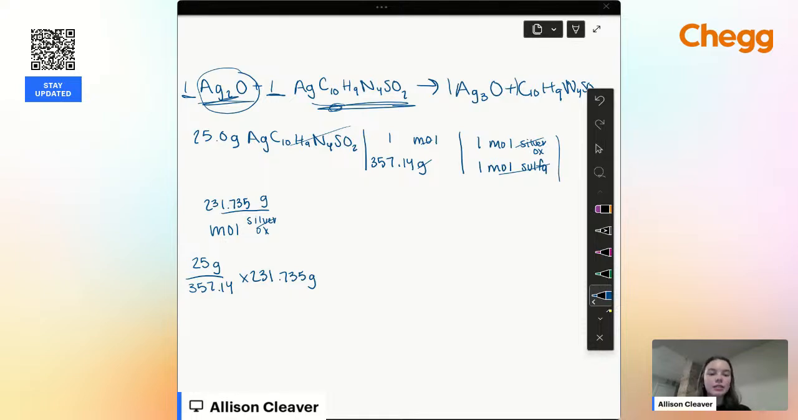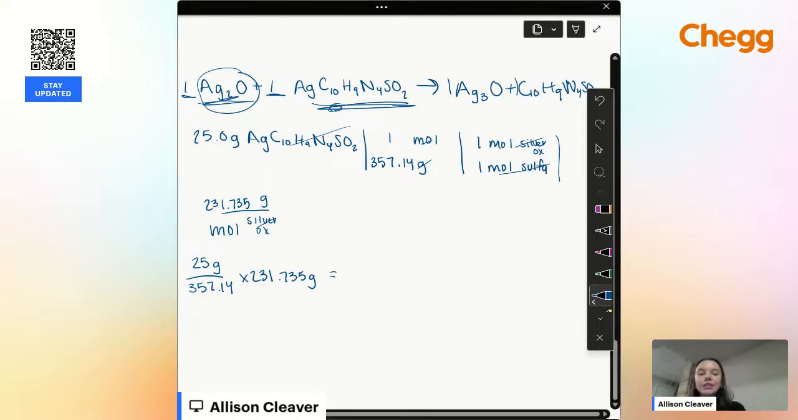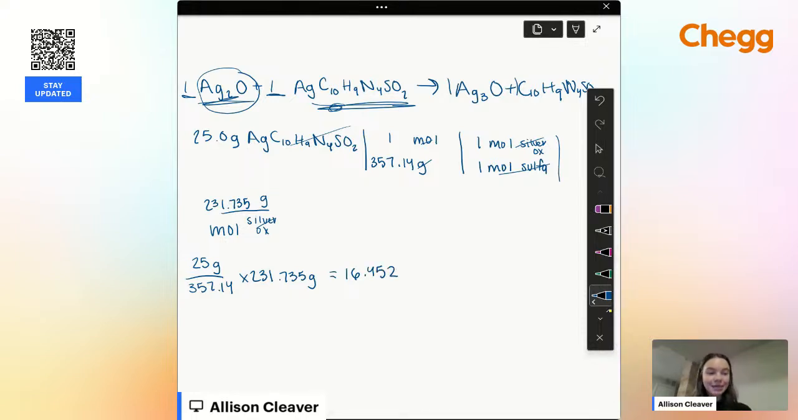All right. For the final answer, I got 16.452. Now, I saw with our last question that we had a little bit of trouble with significant numbers. So I think this problem is another great example to work on those significant figures. We're going to walk through it a little bit slower this time. If you have any questions about significant figures, please put them in the chat.